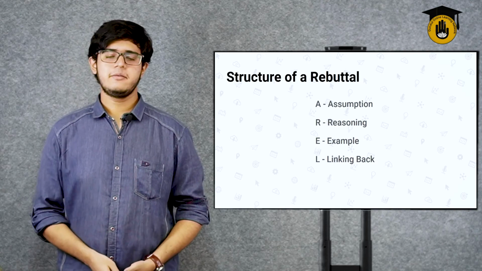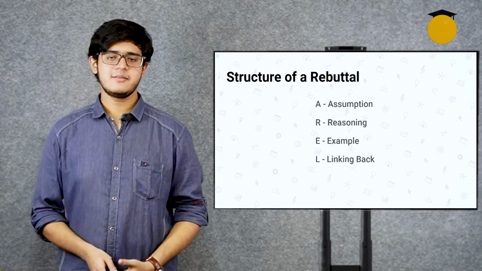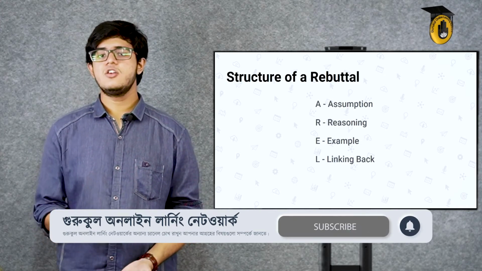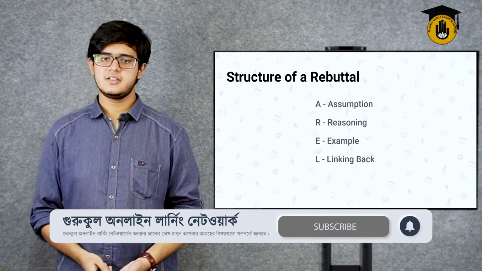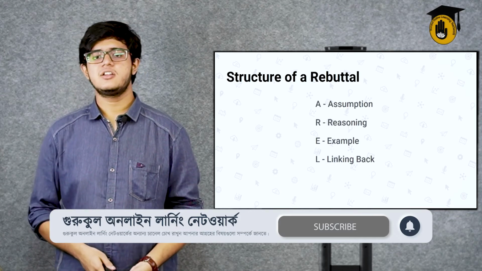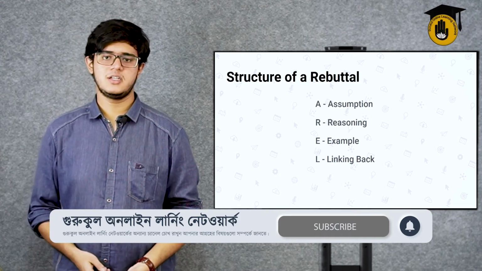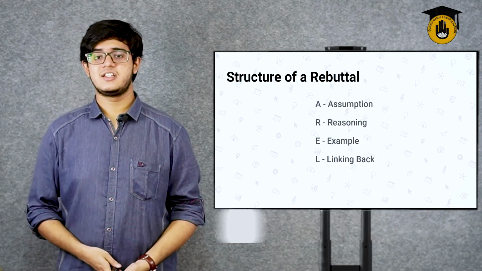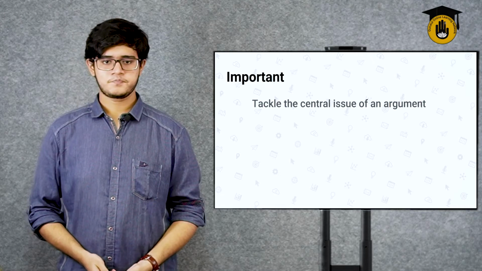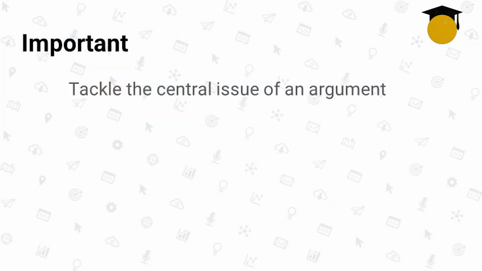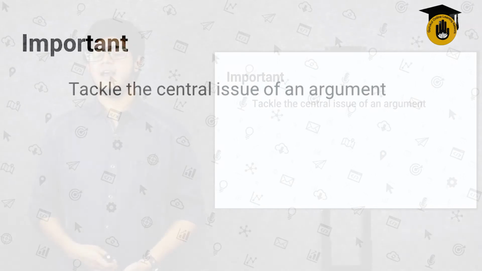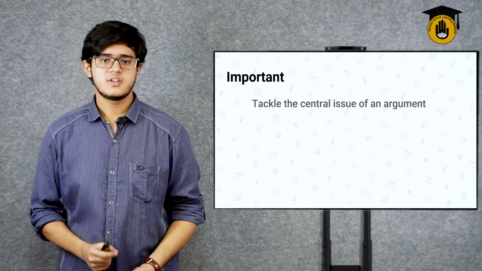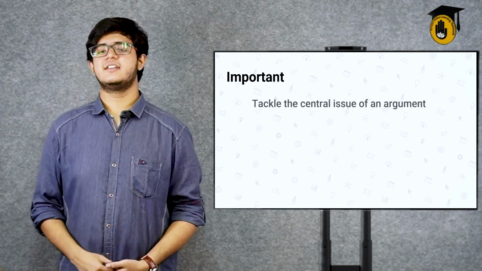And then linking back, as mentioned before, is very important. If you do not come up and say why your rebuttals are so important to this debate, it falls on the adjudicator to think if it is important to the debate. Do not let the adjudicator think for themselves. Let the adjudicator judge the debate on what you have said. Important: take the central core issue of an argument. As mentioned before, all arguments have one or two central issues or core ideas to them.